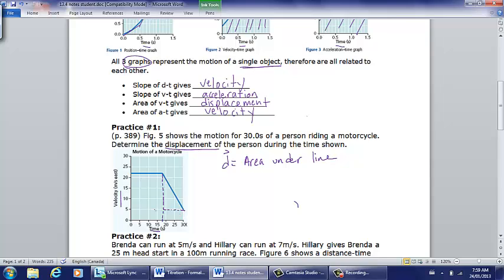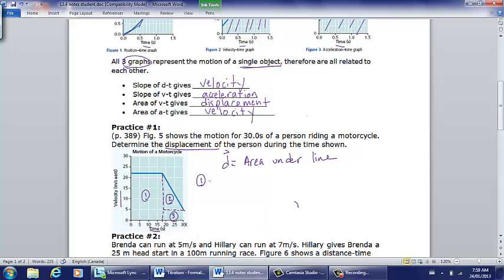So when we have a complicated graph like this, or one that doesn't just break apart into 1 or 2 nice shapes, I like to number them. So we'll have area 1, area 2, and area 3. To get the displacement, you need the total area. So we'll solve all 3 and add them together.